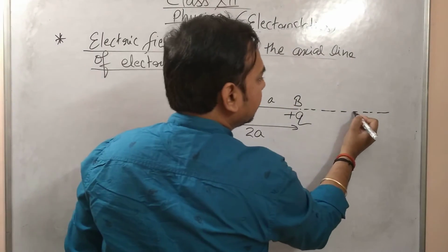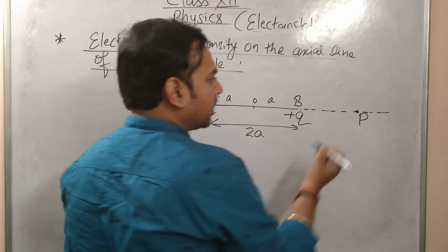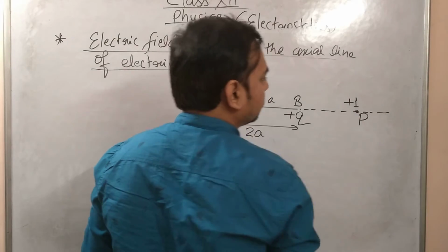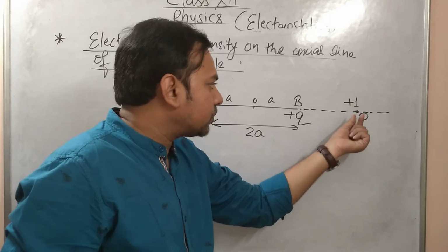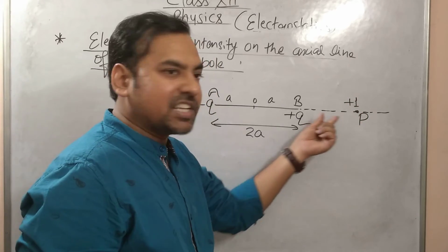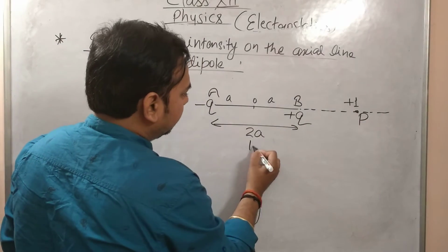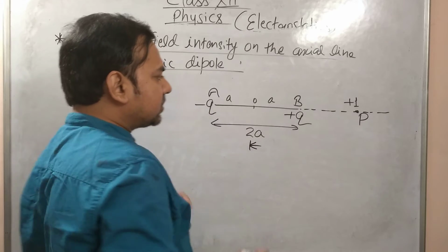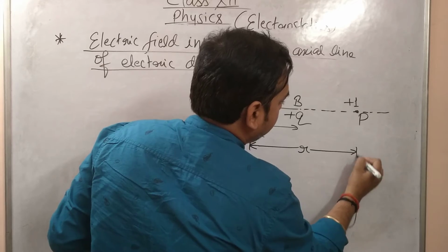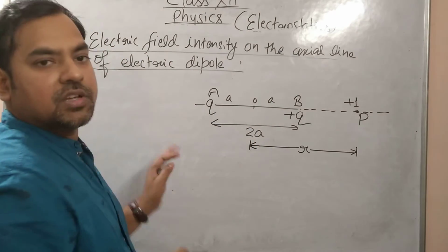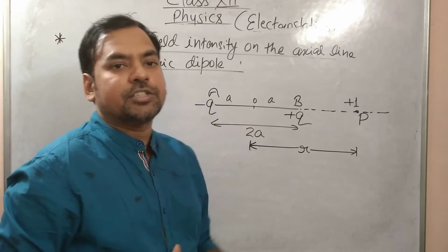Now let us consider any point P on the axial line and place a unit positive charge over here, on the axial line of this electric dipole. Now let us consider this point P is situated at a distance r from the center of the electric dipole. We always take distance from the center of the electric dipole.